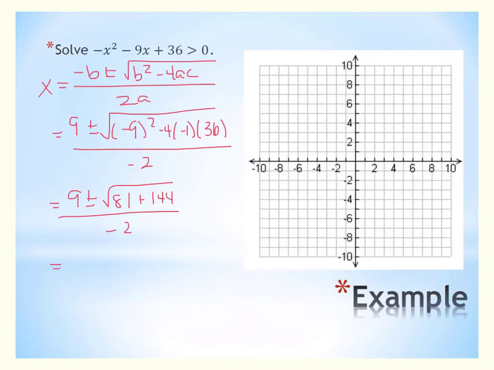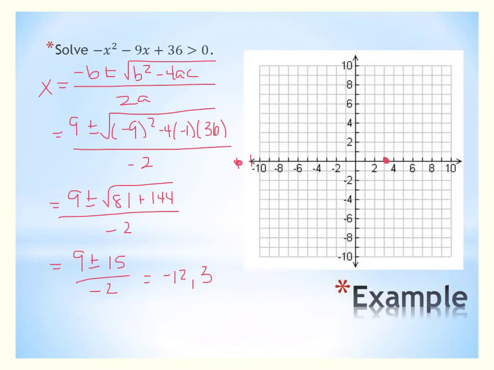This turns out nicely to be 15 there. So we're going to do 9 plus 15, which is 24, divided by -2 is -12. And then 9 minus 15 divided by -2 is +3. So I have an x-intercept over here at -12 and an x-intercept over here at 3.